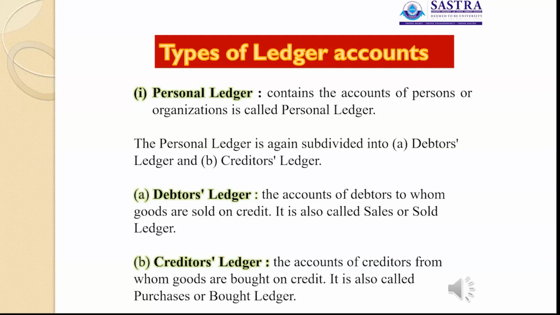The name creditors ledger is more appropriate as it contains the creditors account and not the purchase account. This is otherwise called purchase or bought ledger. It contains the accounts of creditors from whom goods are bought on credit. So that information is recorded in creditors ledger.